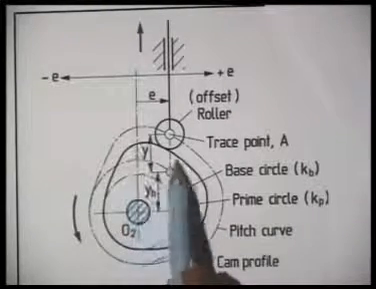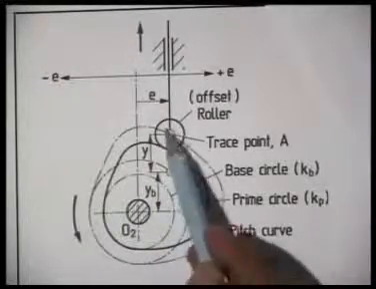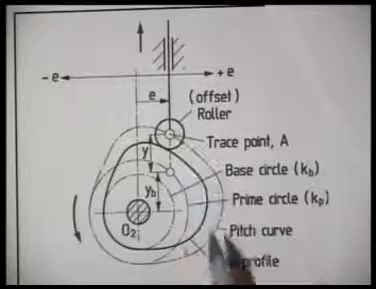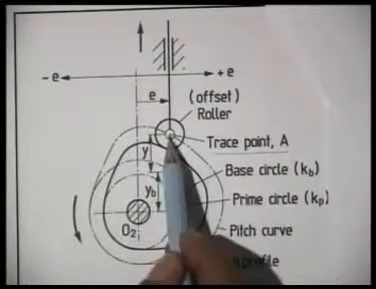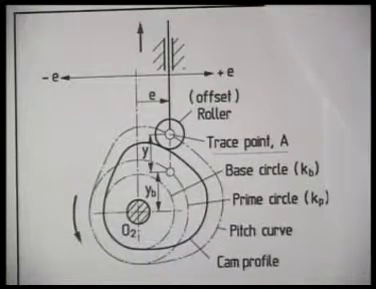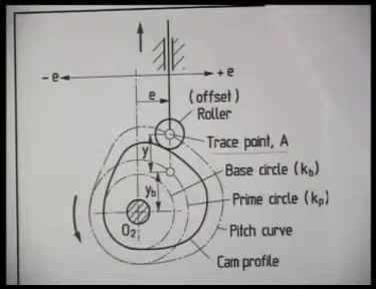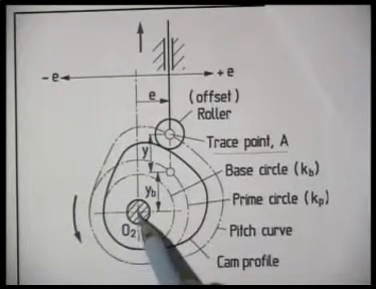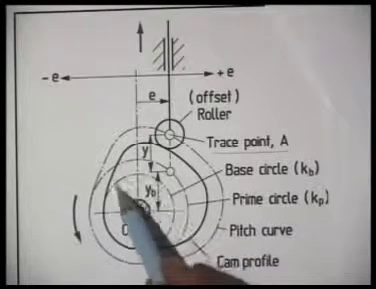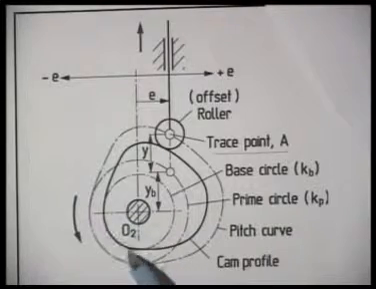As we see, this is the cam profile, this is the roller, and this is the follower axis. So we have defined trace point, that is the center of the roller. The movement of this particular point describes the movement of the follower. This circle, whose center is the camshaft, is the smallest circle that can be drawn, that is, it becomes tangential to the cam profile.